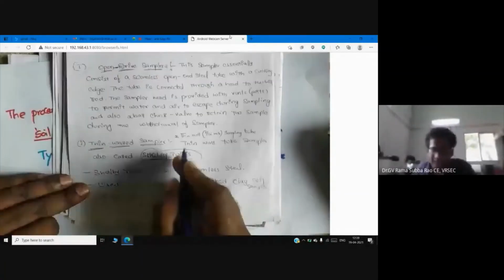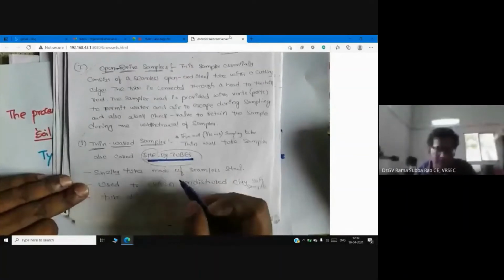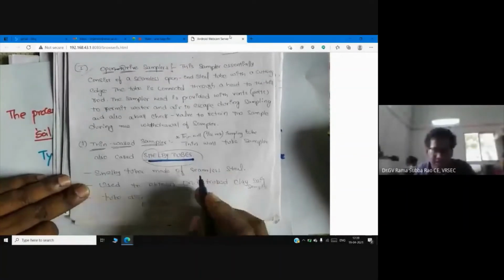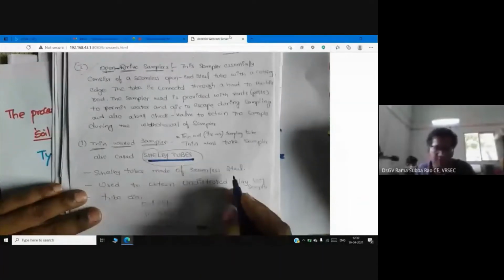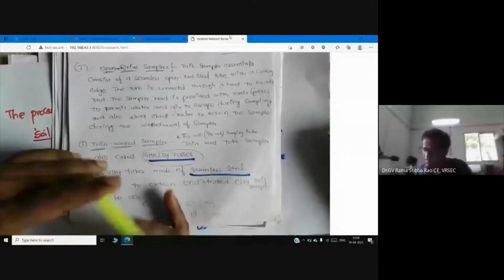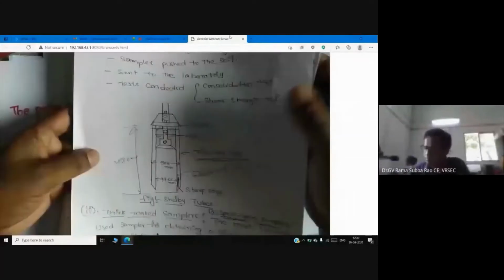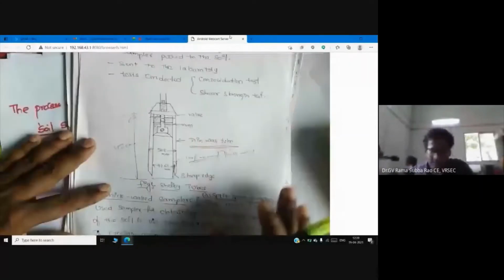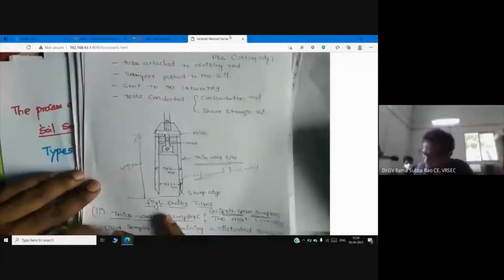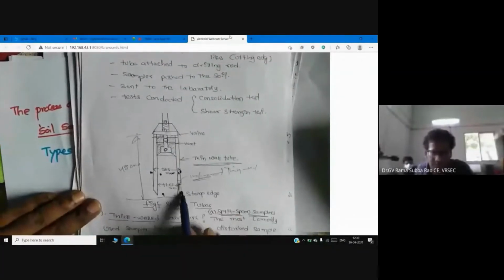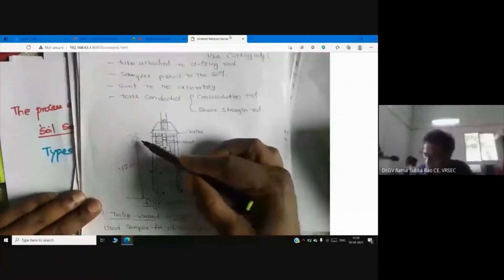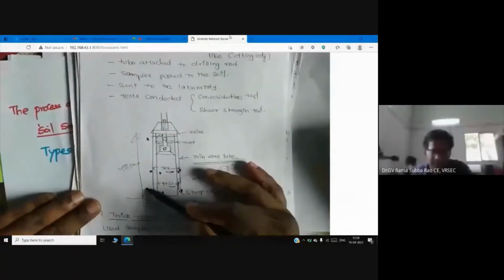I told you Shelby tubes are manufactured with seamless aluminum. Okay, now let me proceed. See here, this is a Shelby tube. I will show you once again: 50.8 outer diameter, inner diameter is 47.63. What is the length of the soil sample? 450 mm. Okay.